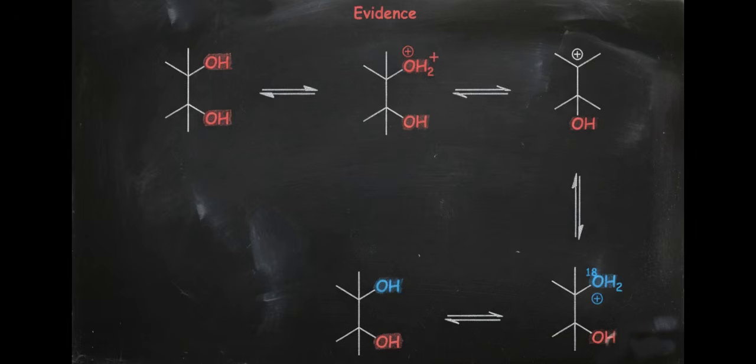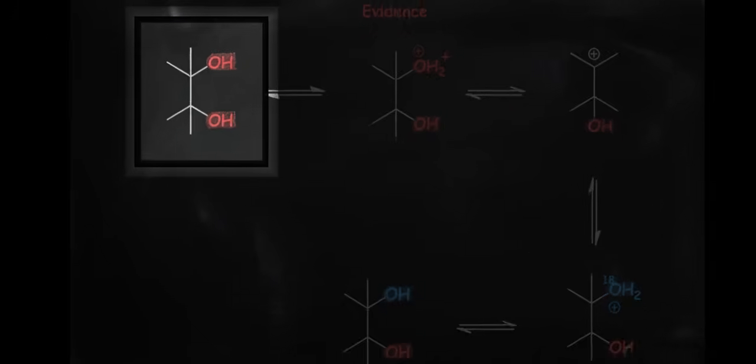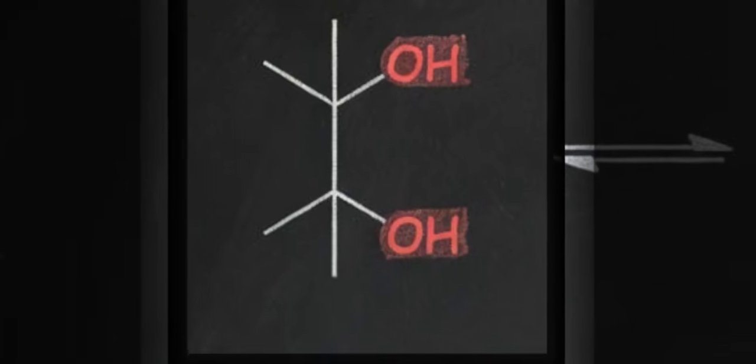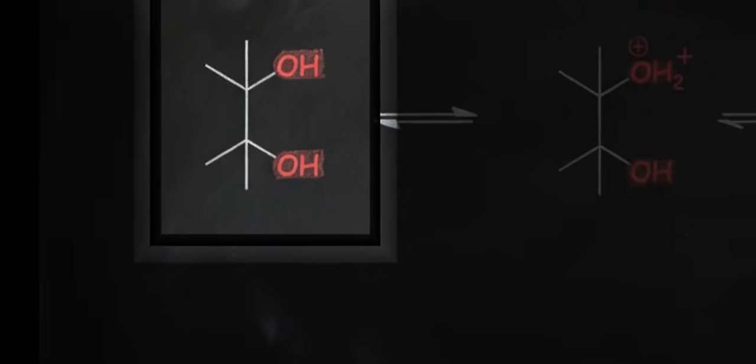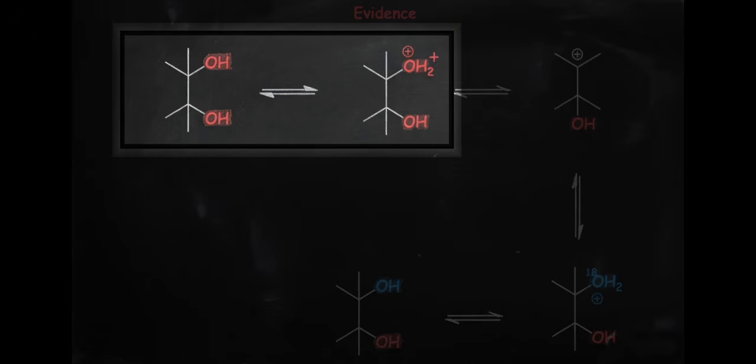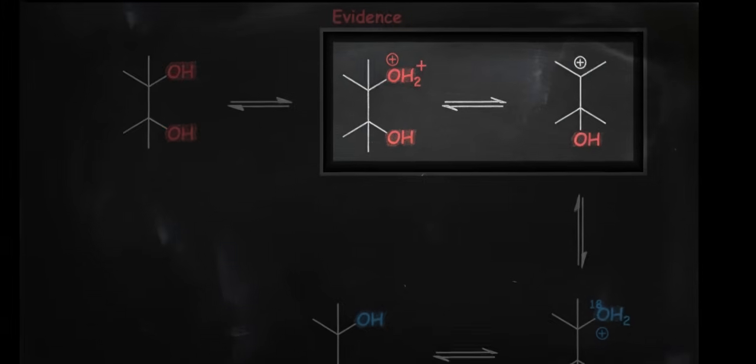In this experiment, chemists wanted to understand whether the reaction proceeds through a free carbocation intermediate. We start with a vicinal diol, where two hydroxyl groups are attached to adjacent carbon atoms. Under acidic conditions, the first step is protonation of one of the hydroxyl groups, converting it into OH2+, which is a very good leaving group. Next, this protonated hydroxyl group leaves as water, generating a carbocation intermediate on the carbon atom.